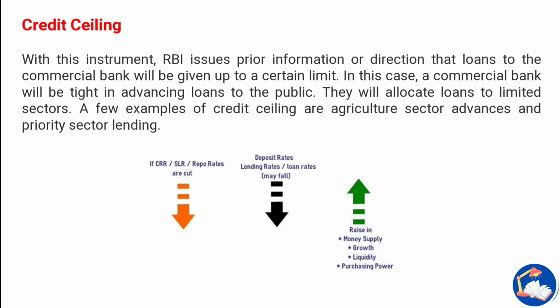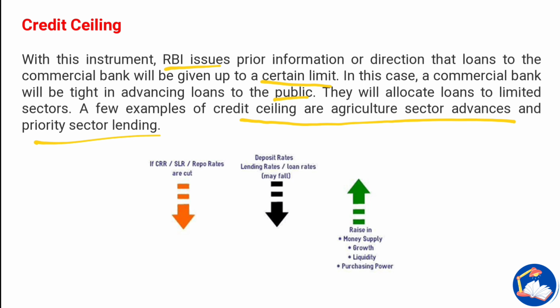Now, credit ceiling. With this instrument, the RBI issues prior information or direction that loans to the commercial banks will be given up to a certain limit. In this case, a commercial bank will be tight in advancing loans to the public. They will allocate loans to limited sectors. A few examples of credit ceiling are agriculture sector advances and priority sector lending.